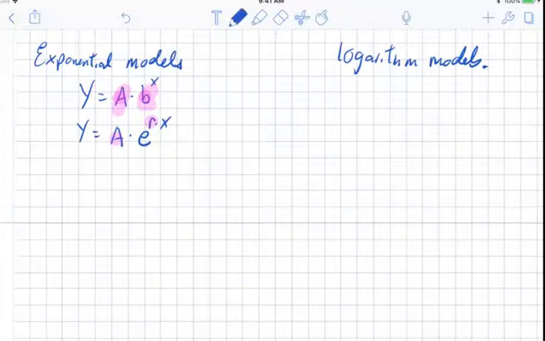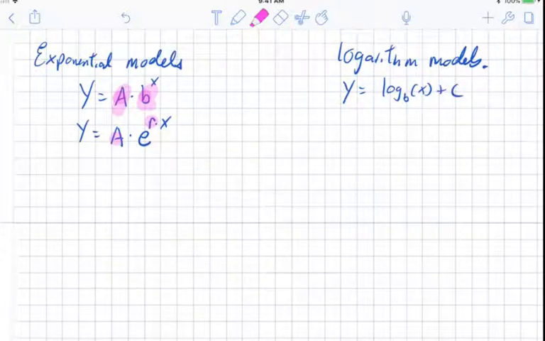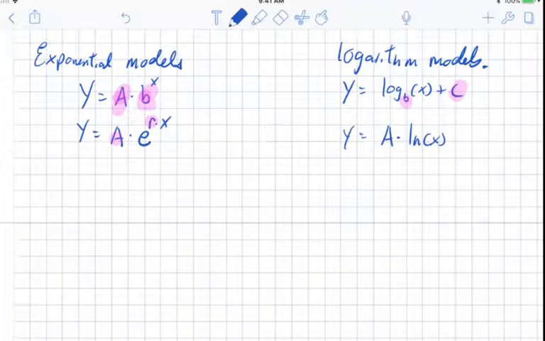Logarithmic models are kind of similar. The deal here is they often look like this: log b of x plus c, where there's two constants, an additive constant and then the base of the logarithm. And sometimes these are written like this: constant out front, ln of x plus c. And in both cases, they're written in terms of ln and e, and that's for a variety of reasons that come down from calculus. So you need to know what ln is. It's the inverse of e. And you need to know this exponential one.